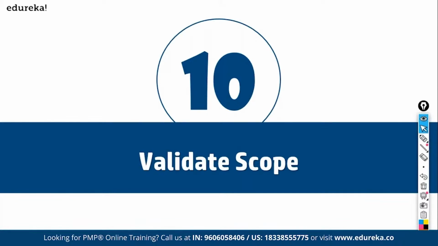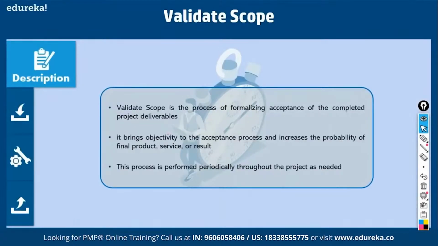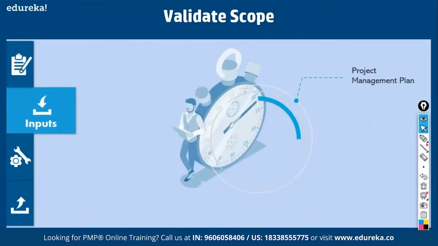That is the process of formalizing acceptance of completed project deliverables. It could be interim deliverables, requirement documentation, design documentation, or it could be the final deliverable, anything. Okay, so that is what is called validate scope, right? It brings objectivity to the acceptance process, right? So the project management plan tells you how to get this validation, especially the scope management plan. Then you have project documents. What are project documents? See, when you go to the customer for validation, he will ask you, where is the requirement documentation? I gave you sign off. So you have to show him requirement documentation. Then we saw that we have to maintain a requirement traceability matrix.